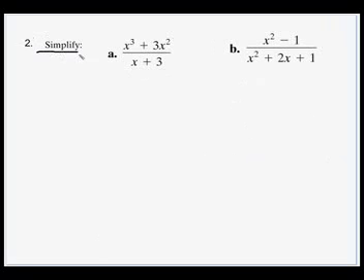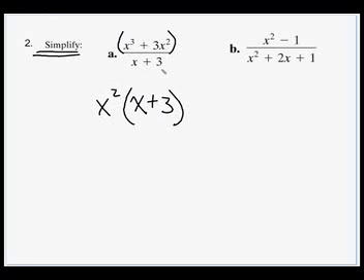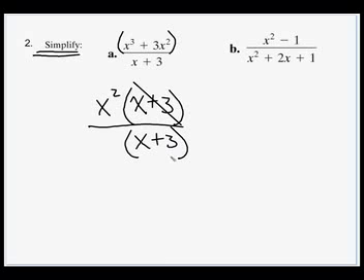Number 2, simplify. When I see simplify, I'm thinking factor and reduce. So if I look at this numerator, I can factor out common terms. There's no numbers in common, but I can pull out an x squared. And if I pull out an x squared, that leaves an x plus 3 inside. And look at that denominator, x plus 3. These problems are set up and designed to be solved and have cancellations like this. So for number 2, A, our final answer is just x squared.